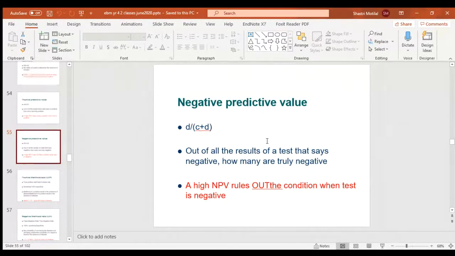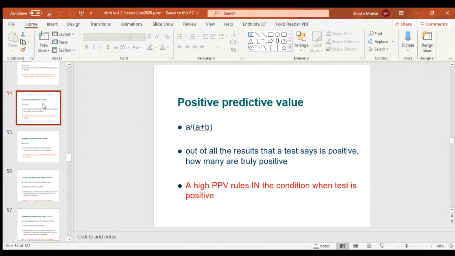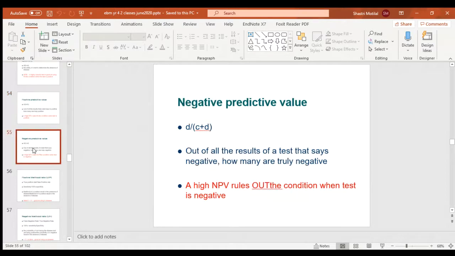Doesn't sound very good. A test with a negative predictive value of 40% probably is not really good at ruling out the condition. You'd want the negative predictive value to be high. If, let me just say, 95 out of the negative test results were truly disease-free, then you would say the negative predictive value is 95%, and that test will be good at ruling out the condition. So a high PPV is good at ruling in the condition, a high NPV is good at ruling out the condition. What are the other two measures we could get from this diagnostic study table?